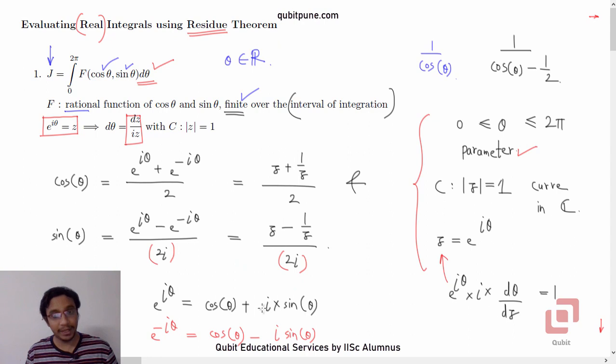So these three things, first d theta, second cos theta, and third sine theta, when expressed in terms of z and dz, allow us to evaluate this integral as a contour integral taken over the unit circle C in the anti-clockwise sense, because that is how our parameter is increasing. Let us now see problems based on this.